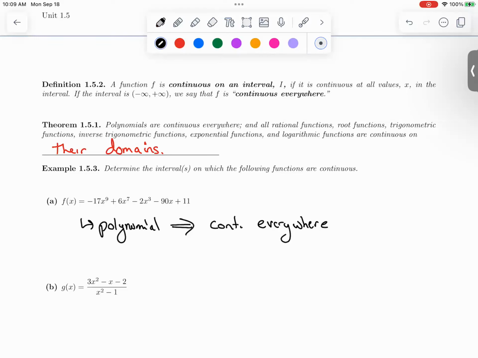I will now start abbreviating continuity or continuous to CONT because it takes way too long to write continuous. Part B, the issue arises that it's a rational function. Its domain is all values that make it so that the denominator doesn't equal 0. So we're going to make sure that x squared minus 1 cannot equal 0, which factors to (x plus 1)(x minus 1) cannot equal 0, which means that x cannot equal 1 or negative 1.